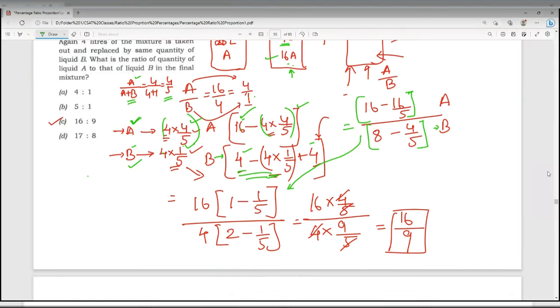5 into 2 is 10 minus 1 is 9 by 5. And this 4 and 4 I would cancel. And 5 and 5 I'll cancel. The remaining numbers that are left is 16 by 9. Sorry, 16 by 9. The remaining number is 16 by 9. So the answer is C. If you still have any doubts, you can ask.